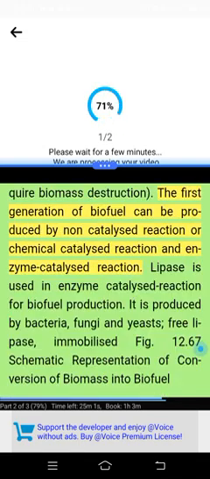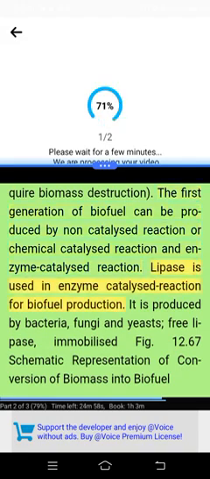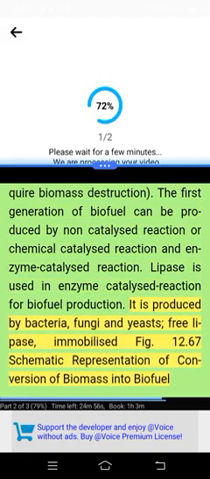The first generation of biofuel can be produced by non-catalyzed reaction, chemical catalyzed reaction, and enzyme catalyzed reaction. Lipase is used in enzyme catalyzed reaction for biofuel production. It is produced by bacteria, fungi, and yeast. Free lipase. Immobilized. Figure 12.67: schematic representation of conversion of biomass into biofuel.